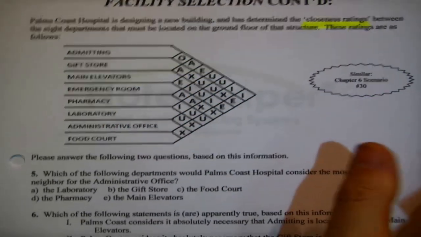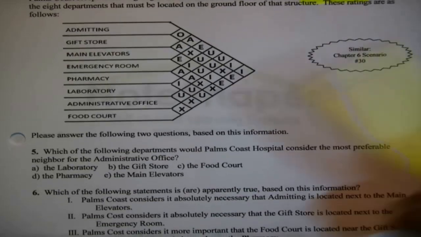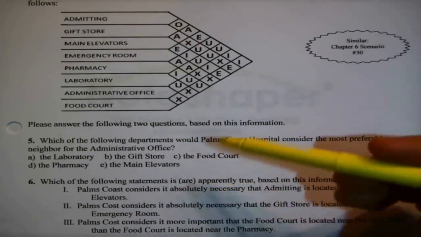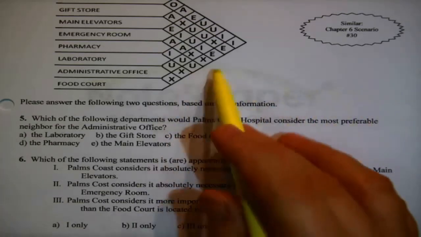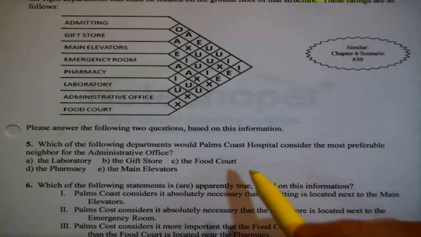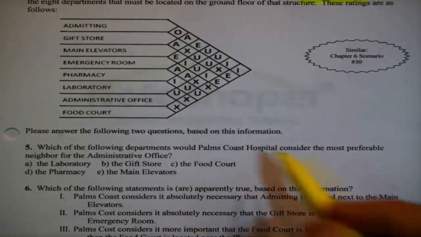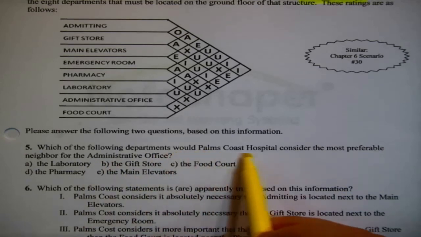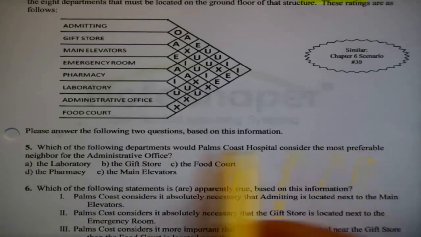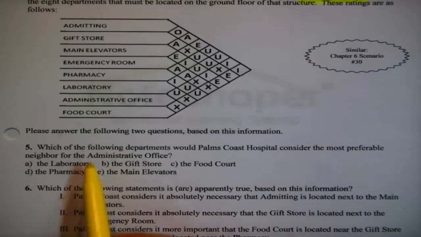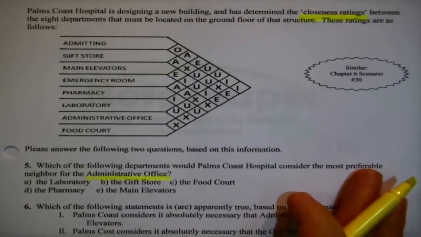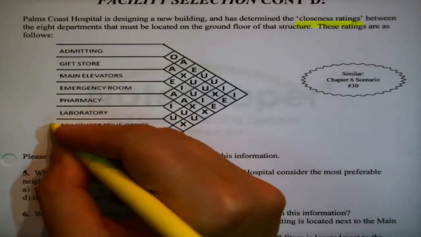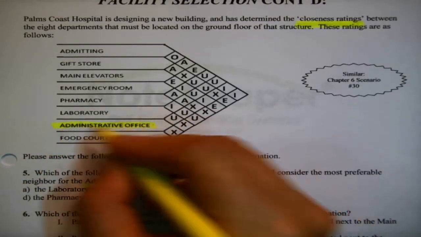Okay, anyway, what does that have to do? Just answer these two questions. Oh, okay. It's not actually asking us, it doesn't look like, to do any designing. It's just asking us about this information that's provided. Which of the following departments would Palm Coast Hospital consider most preferable neighbor to the administrative office? Okay, so I need to locate, well, duh, it's right there, the administrative office in this diagram.